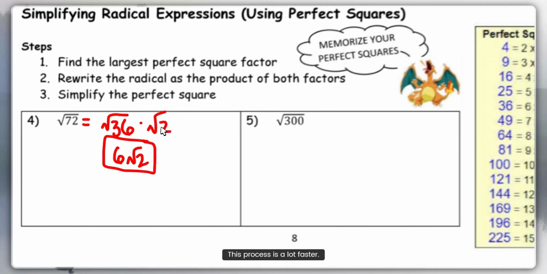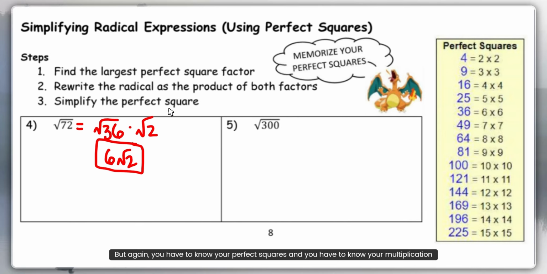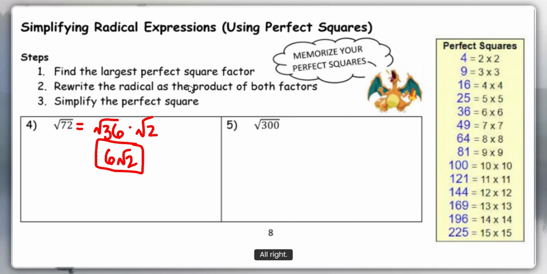Right? This process is a lot faster, but again, you have to know your perfect squares and you have to know your multiplication facts. Right? We can see this in practice again with number 5. We have square root of 300.